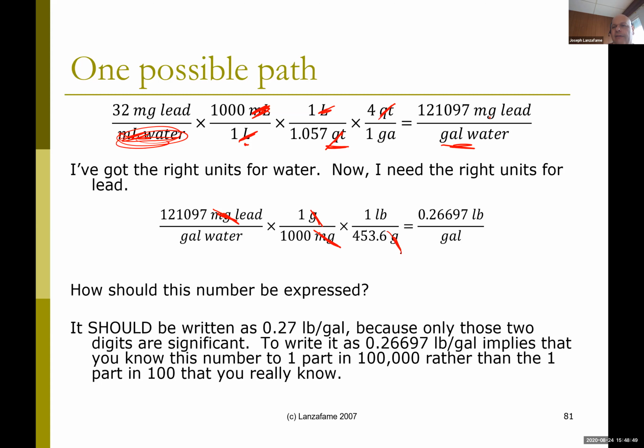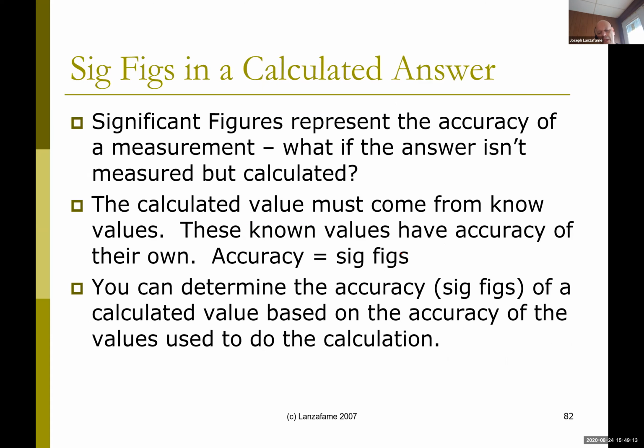And again, mostly foreshadowing Wednesday's talk, that should actually be 2 significant figures. And so I would really write it as 0.27 pounds per gallon. And in some sense, that is 90% of what we do in here. Ultimately, a lot of what we do is to combine pieces of information to create other pieces of information.